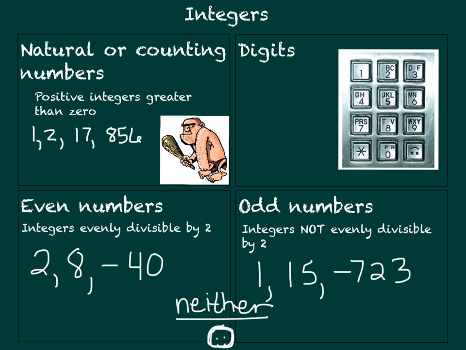So those are all the classifications of numbers that we expect you to know for Algebra 2. We started off with real and imaginary. Real broke down to rational and irrational. Rational broke down to integers and non-integers, while irrational broke down to radicals and transcendentals. Integers broke down into natural or counting numbers, digits, and even and odd numbers. So those are all different ways we can classify integers.